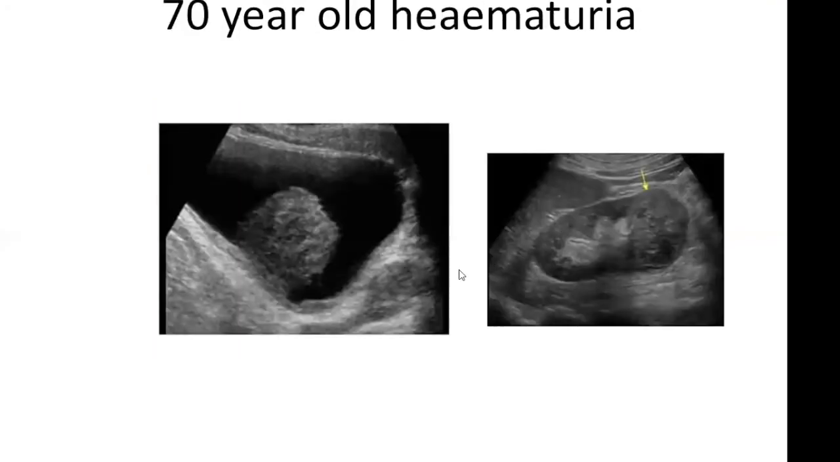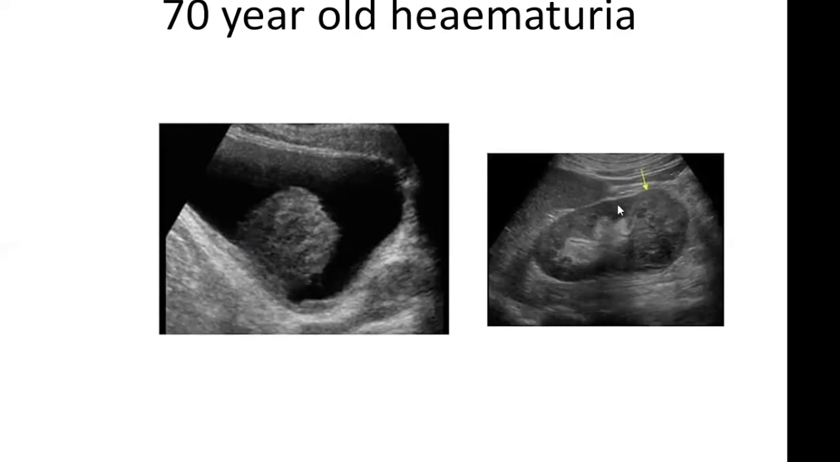So hematuria in a 70-year-old man. Well, we see an awful lot of this. These are soft tissue masses from the mucosa of the bladder. This is a transitional cell carcinoma until proven otherwise. Sometimes you can get masses in the bladder and they're actually hematomas. What we tend to do is move the patient around, and if it moves, it's a hematoma.